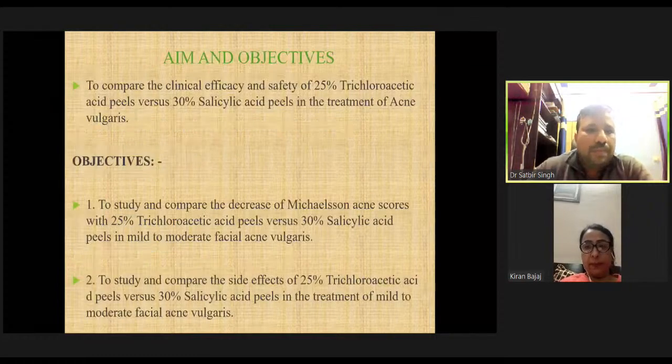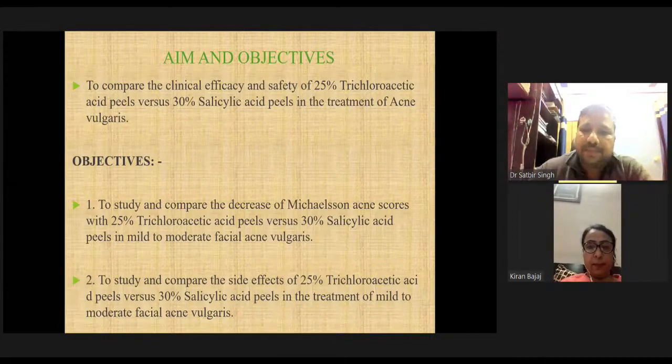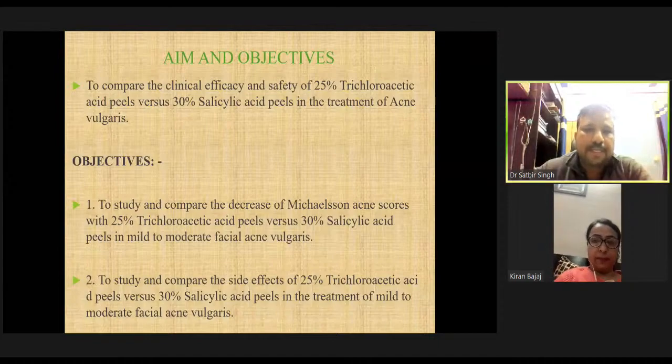The aim and objective is to compare the clinical efficacy and safety, in the form of decrease in Michelson acne scores and the side effects, of 25% TCA peels versus 30% SA peels in treatment of acne vulgaris.